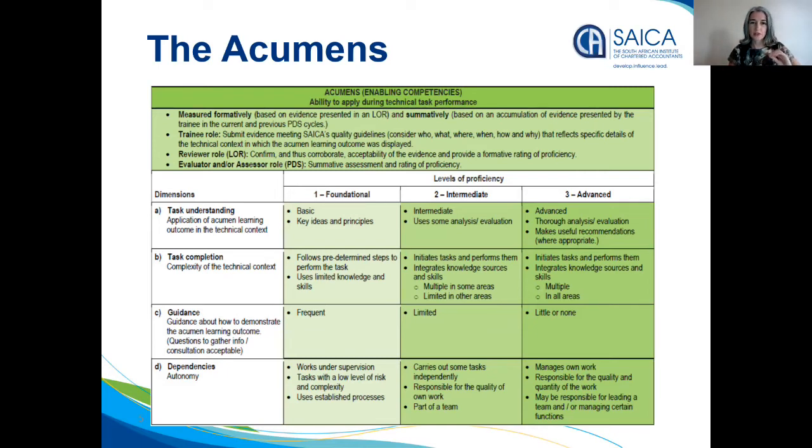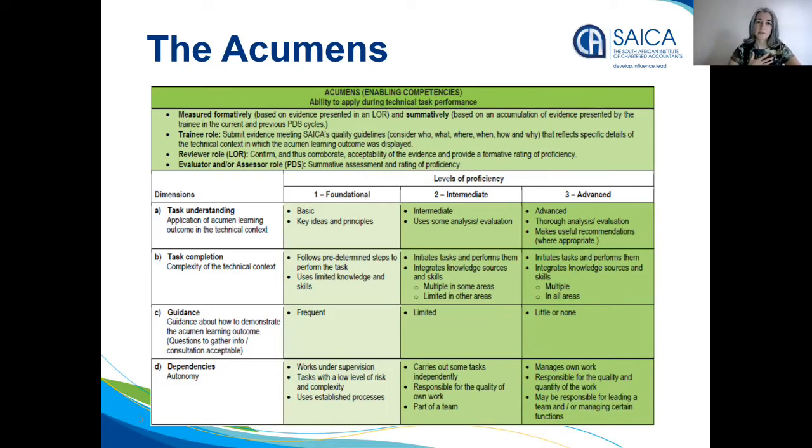The trainee's role is the same for the Acumens. They still need to submit evidence that meets CICA's quality guidelines, needs to answer the journalist questions: who, what, where, when, how, and possibly even why. And they need to reflect specific details of the technical context. In particular, they talk to the 4 different dimensions so that it will help them explain how that learning outcome was displayed and also assist the reviewer to determine the rating of proficiency.